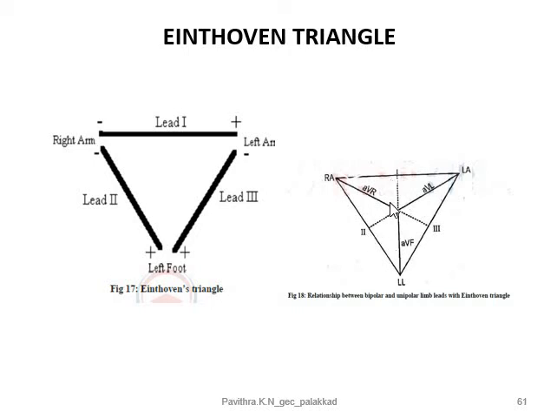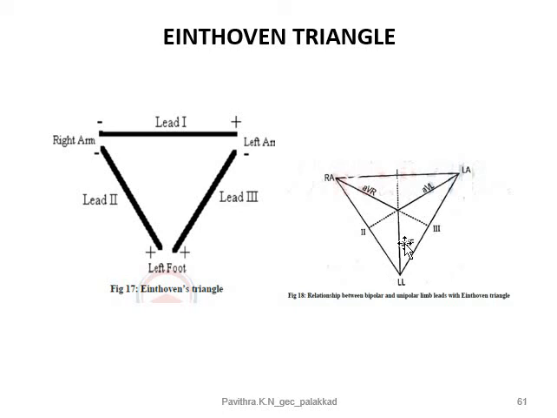Now, this triangle shows the relationship between these bipolar and unipolar limb leads. Okay, this Einthoven triangle shows the relationship between the bipolar and unipolar limb leads. So in AVR, the positive is from right arm and the negative or the reference is the combination of left arm and left leg. So this is joined at the center and is connected to right arm. Okay, in AVL, the positive is taken from left arm and the negative is the combination of right arm and left leg. So this is joined here to the left arm.